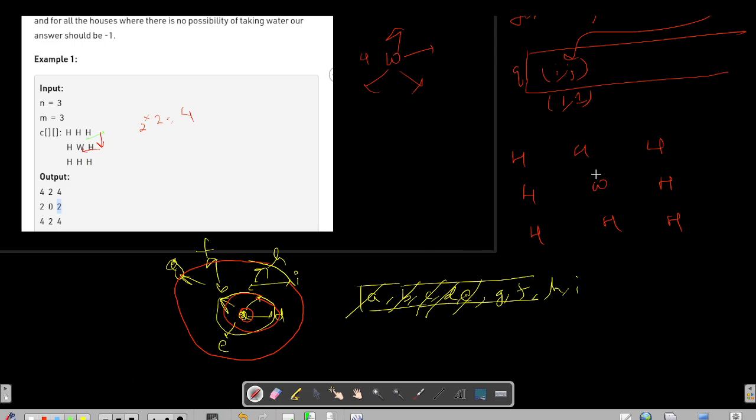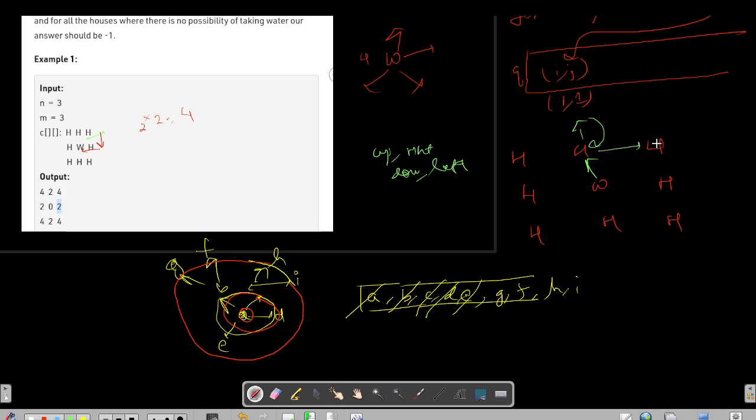So the level order, let's say, is moving first up, then right, and then down, and that's left. So let's say this is the hierarchy it is following. So it will go up, and it will keep on moving upwards until it goes out of bounds. So it will see that there is nothing left, so it will retrace back, right? So it will come back to its parent call, and then it will move right.